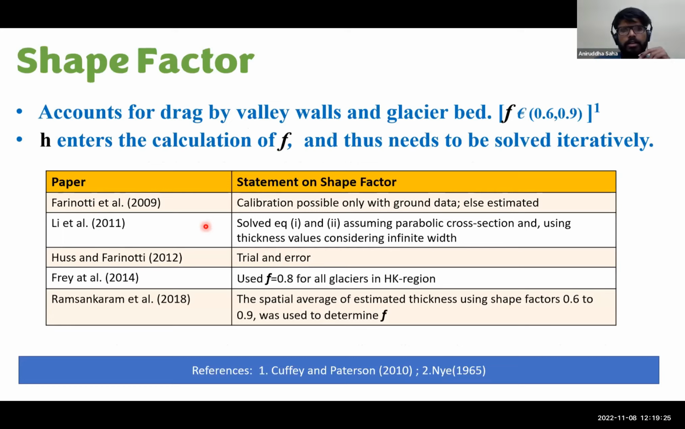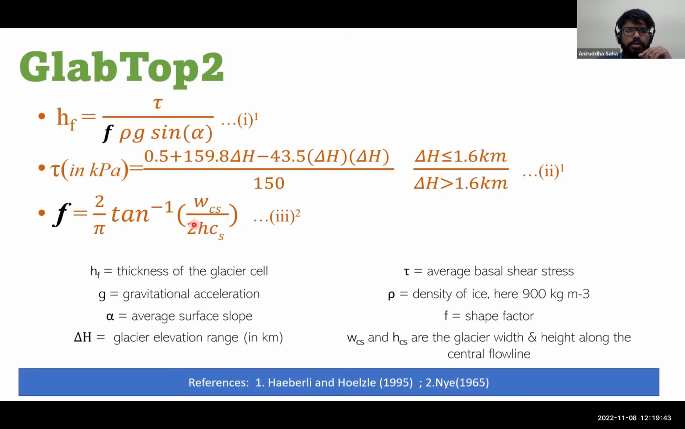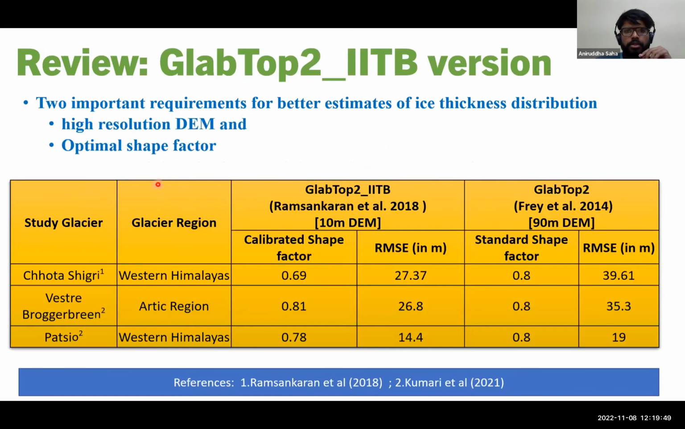Many of them have used trial and error. Many of the papers have used one very specific value. The current method, found out by Ramshankar et al., used shape factor values from 0.6 to 0.9, and averaged them to find out the glacier thickness. Using those thickness values, the shape factor was derived. Based on this calibrating procedure, it was seen that the model was performing way better than the other methods.